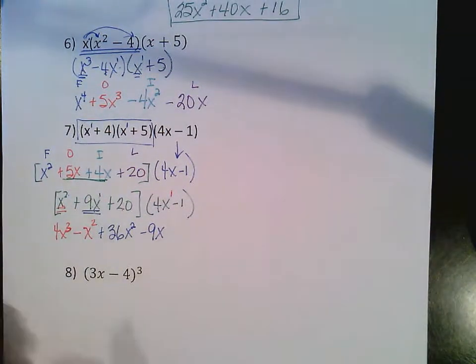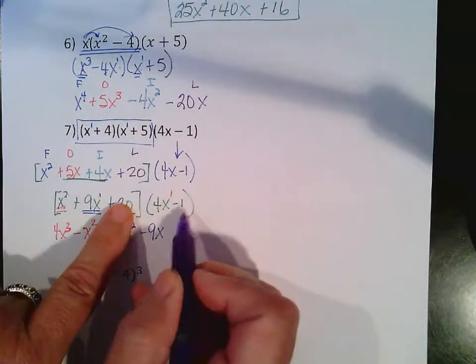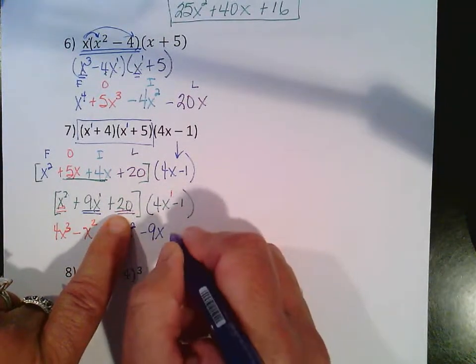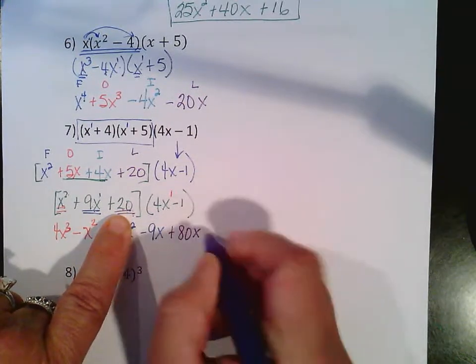And then finally, I'm going to do the same thing with this one. Notice every one of these gets distributed through the second parentheses, all of them. So 20 times 4x is 80x. 20 times negative 1 is negative 20.